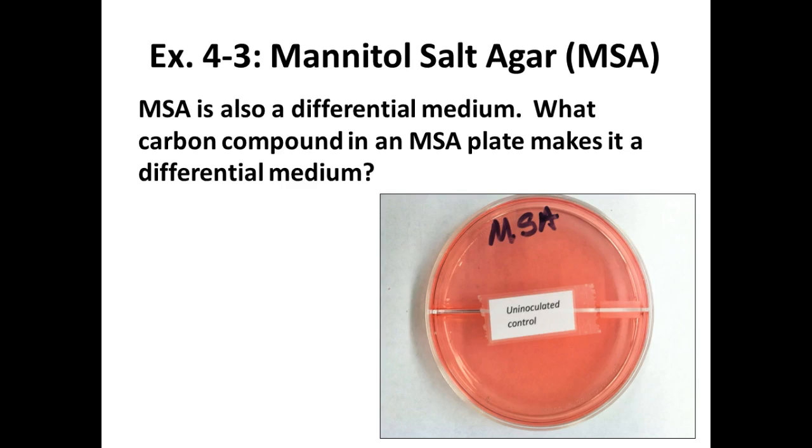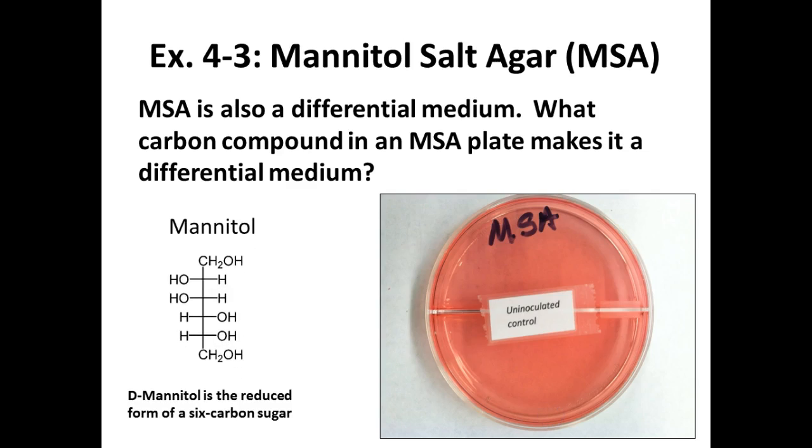And what carbon compound in the MSA makes it differential? What's going to get changed by these organisms? So it's called Mannitol Salt Agar. We already talked about the salt, so what are we left with? Mannitol, right? Mannitol is a sugar alcohol. This is a sugar in its alcohol form.